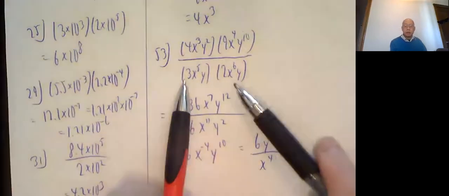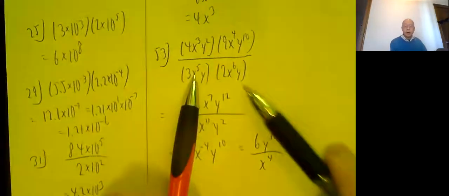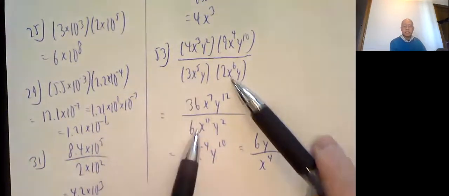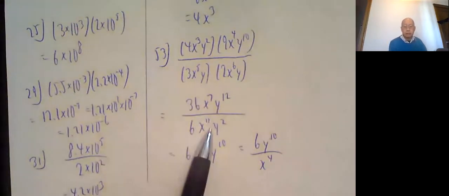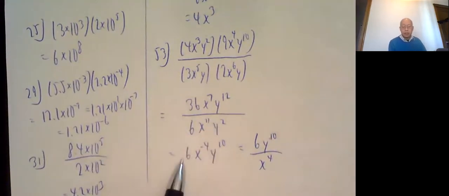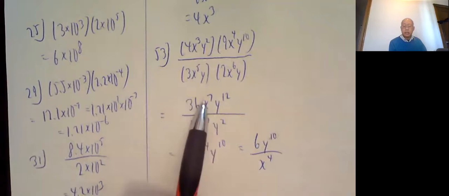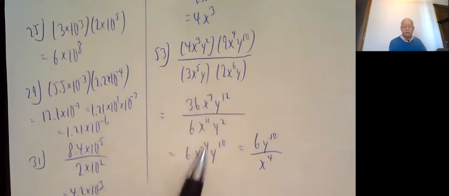Now I do the bottom. 3 times 2 is 6. X to the 5 plus 6 is 11. Y times y is y squared. And now I'll divide. 36 divided by 6 is 6. X to the 7 minus 11 is negative 4. Y to the 12 minus 2 is 10.